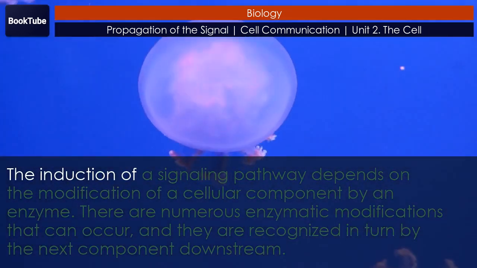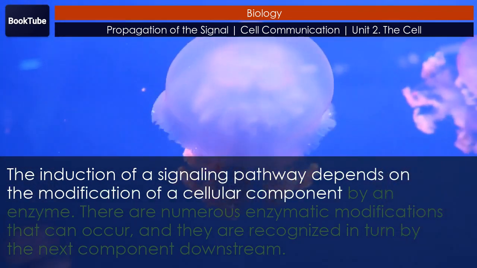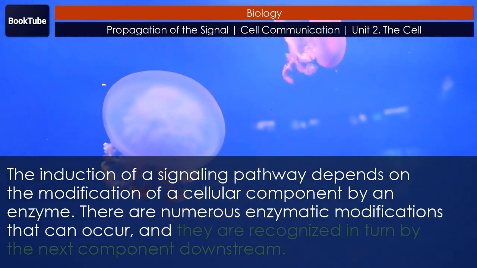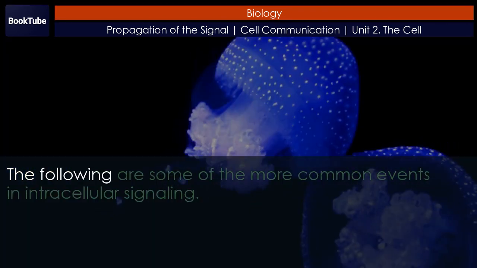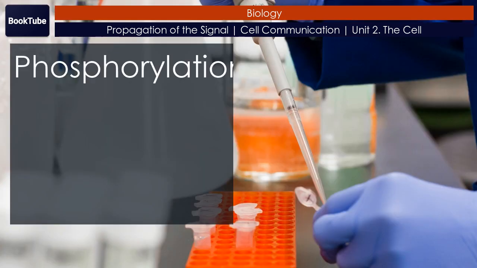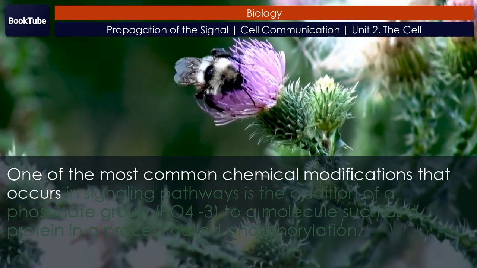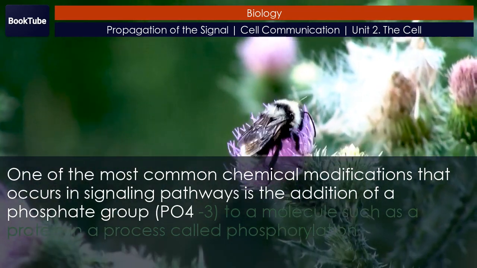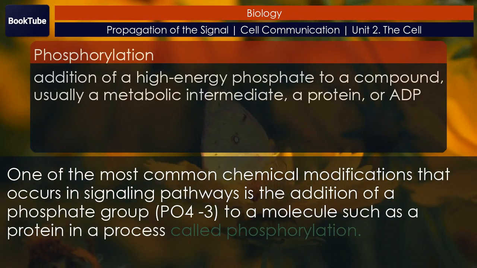The induction of a signaling pathway depends on the modification of a cellular component by an enzyme. There are numerous enzymatic modifications that can occur, and they are recognized in turn by the next component downstream. The following are some of the more common events in intracellular signaling. Phosphorylation. One of the most common chemical modifications that occurs in signaling pathways is the addition of a phosphate group, PO4-3, to a molecule such as a protein in a process called phosphorylation.